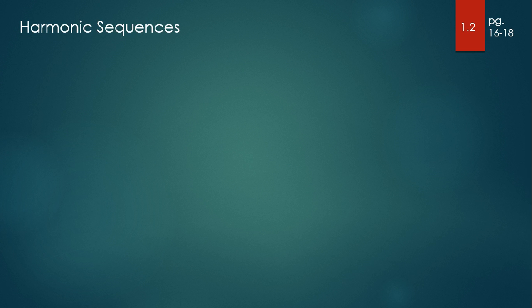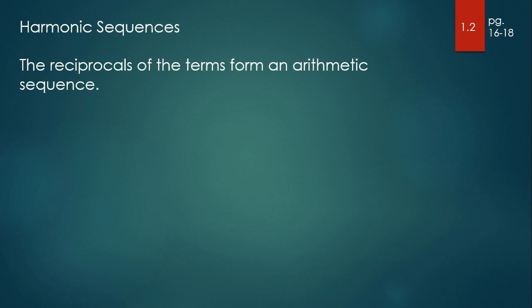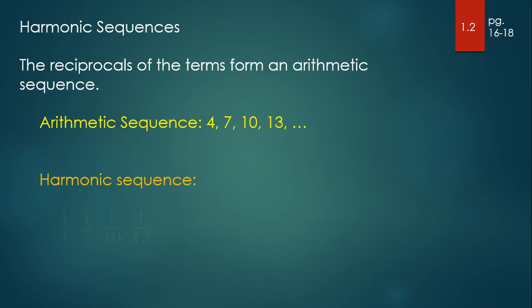A harmonic sequence is related to an arithmetic sequence because if we look at the reciprocals of the terms in a harmonic sequence, we will see an arithmetic sequence. So let's look at this from the direction of an arithmetic sequence. We've already seen that 4, 7, 10, 13, and so on is an arithmetic sequence. That means that the reciprocals of those numbers would form a harmonic sequence. So the harmonic sequence would be 1/4, 1/7, 1/10, 1/13.